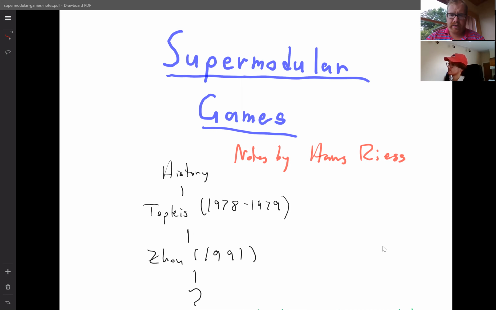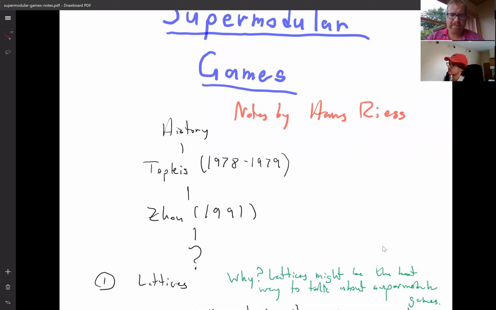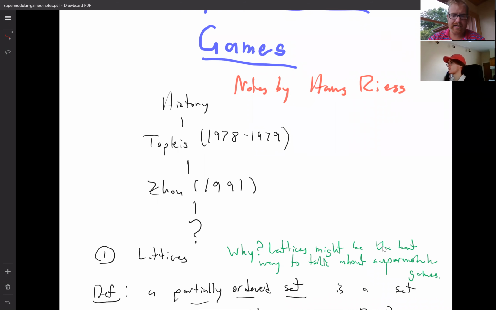And so the history is Topkis in the late 70s. He introduced submodular games, and he applied these games to certain aspects of economics. And then in 1991, Joe wrote a paper that I'm basically giving this talk off of. The paper itself is very technical. It's also short but technical, but I'm trying to not be nearly as technical as the paper, and I'll skip a lot of details.